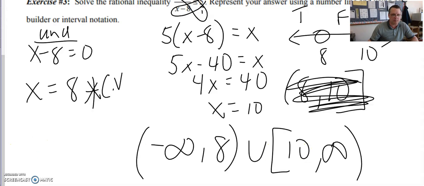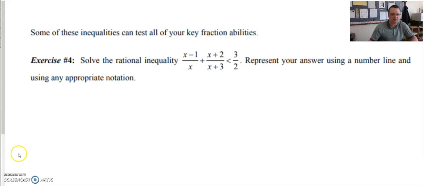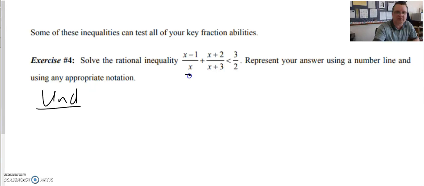There's your notation to show the solution. Now, the last one is the most complicated. So what we need to do, of course, the first thing is look where it's undefined. So we had to take into consideration the x and the x plus 3. So x equals 0, that's the first one.